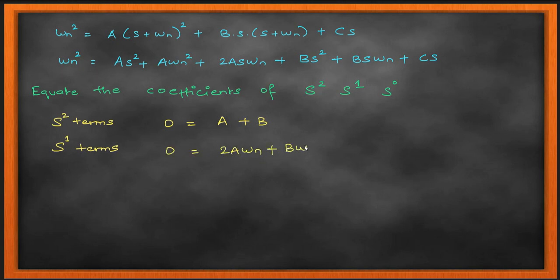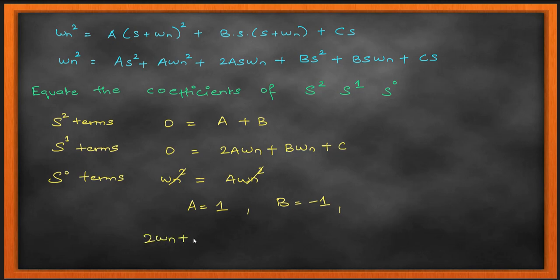So let us see what are those three equations that I get by equating my S square term coefficients. On the left hand side, I don't have any coefficients for S square or S to the power 1. I just have an omega n square, and that can be considered to be a constant, and that equates to my S to the power 0 term. So that is your omega n square. And on seeing these three equations, I get my value of A from the third equation, because the third equation says A omega n square equal to omega n square, and then we get our B and C.